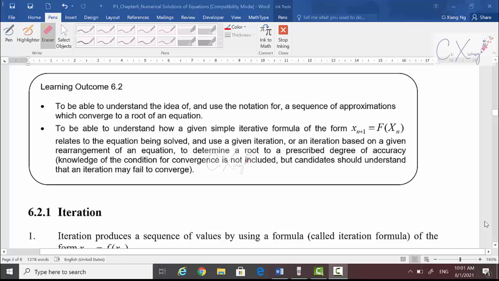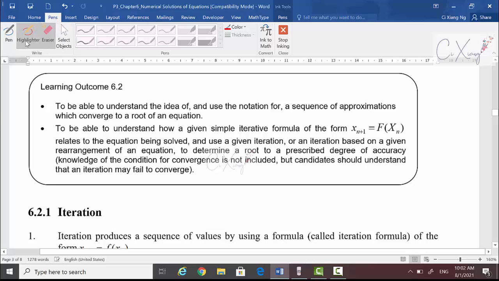In the previous video, we already learned how to use the graphical method and also the sign change method to approximately locate the root of the equation. For today, we are going to learn a bit more advanced one. We call this method iteration. This iteration method can help us get a much more accurate solution for a particular equation. But of course, the solution is only an approximation.